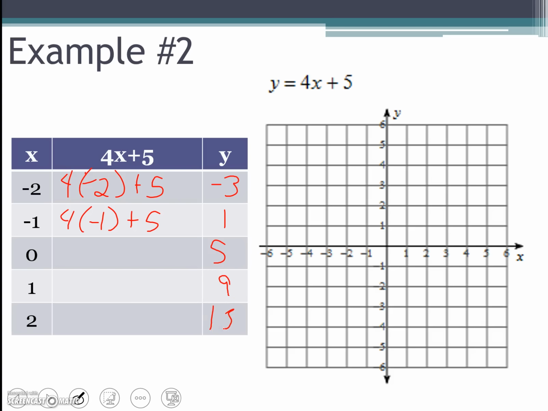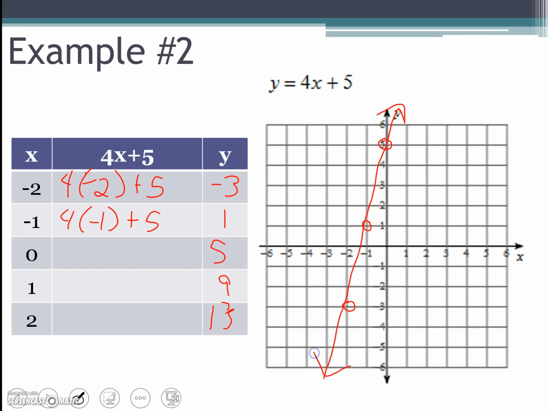So now I'm going to graph these points that I have here. The first one is -2, -3, so I go over 2 and down 3, and I would plot my very first point. The next one here is -1, 1, so I go over 1 and up 1, and I plot my second point. Then I'm going to finally plot my third point here, 0, 5, because that fits on the graph, and then I'll connect my 3 points that I have.